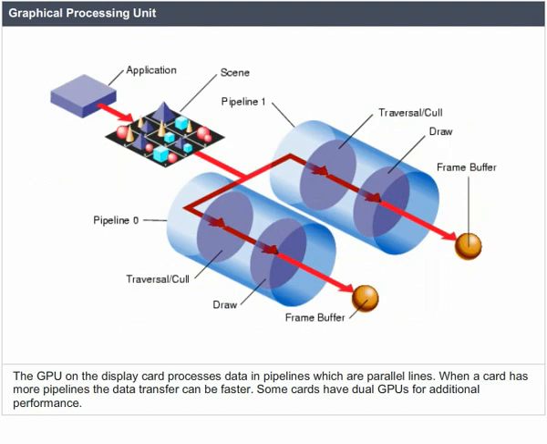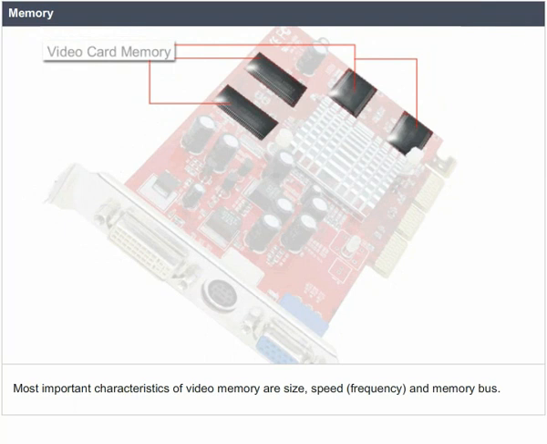The GPU on the display card processes data in pipelines, which are parallel lines. When a card has more pipelines, the data transfer can be faster. Some cards have dual GPUs for additional performance. Memory. The most important characteristics of video memory are size, speed or frequency, and memory bus.